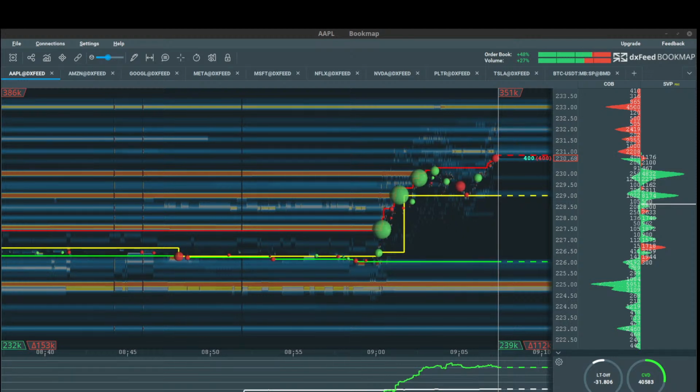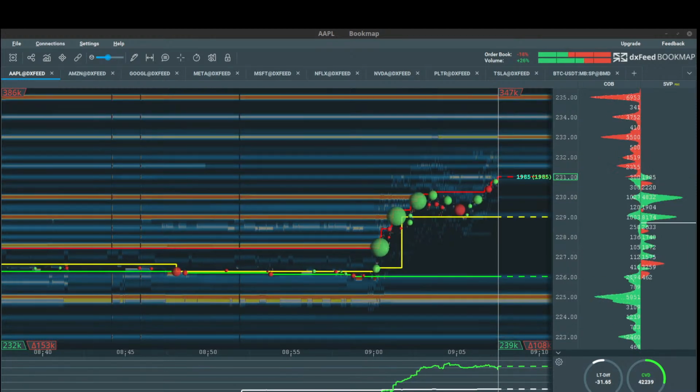ASML has been requested, so I'm going to add that up here in just a moment. That is an interesting one. That's one of our trades, one of our long trades at TraderAid, so cool mentioning that one.